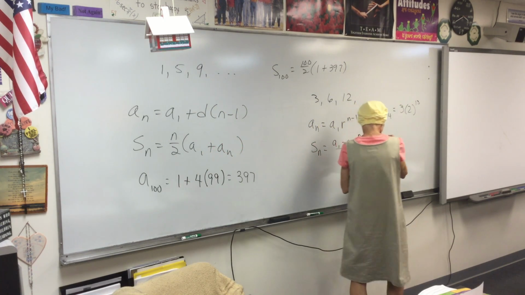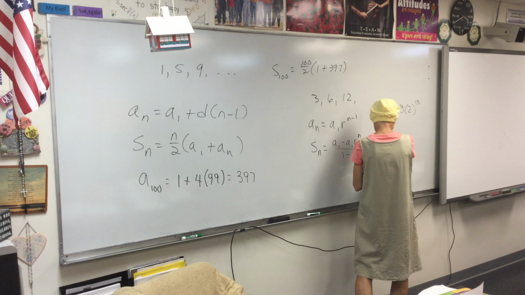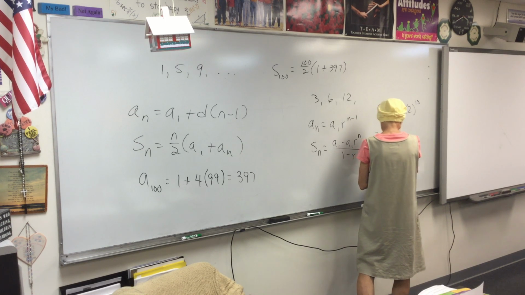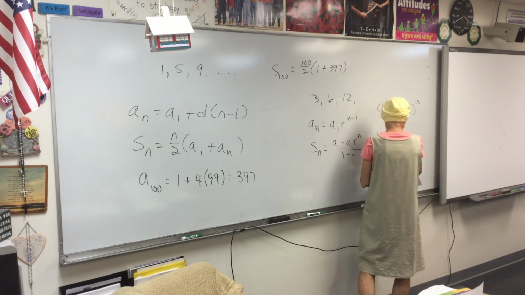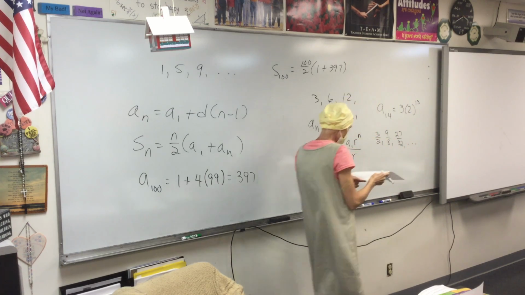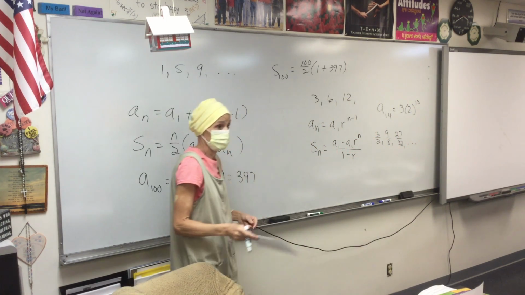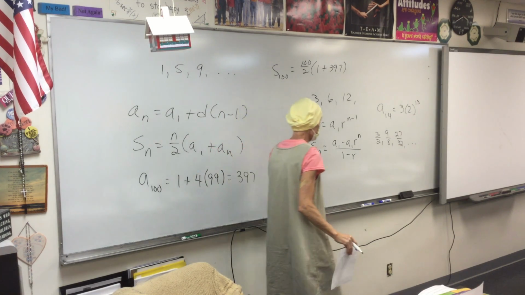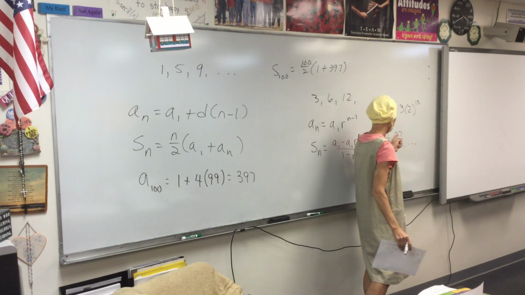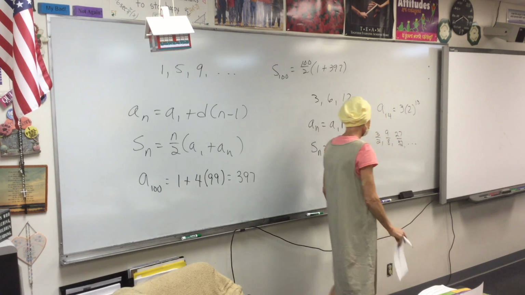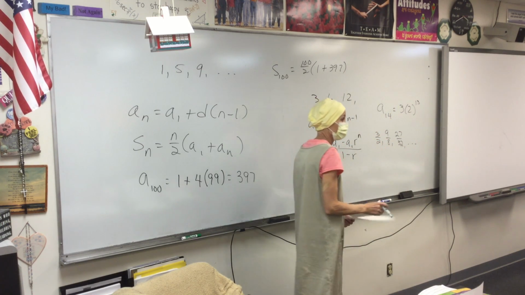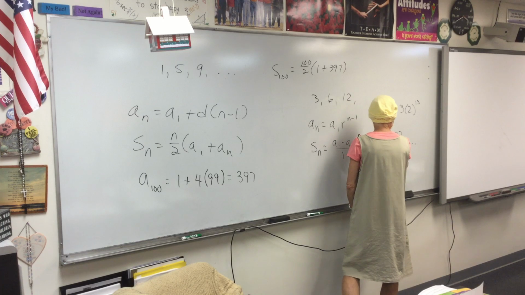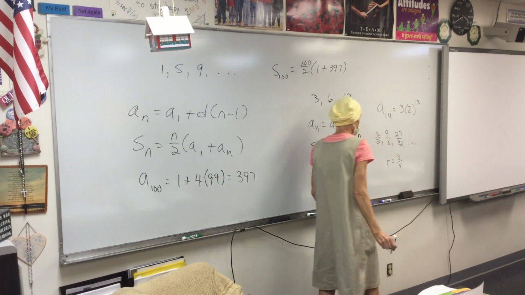And then the last question says, okay, I got a sequence here that apparently is geometric because it says, what's the ratio? So in other words, what am I multiplying by to get from term to term? 3/4. That was kind of easy.